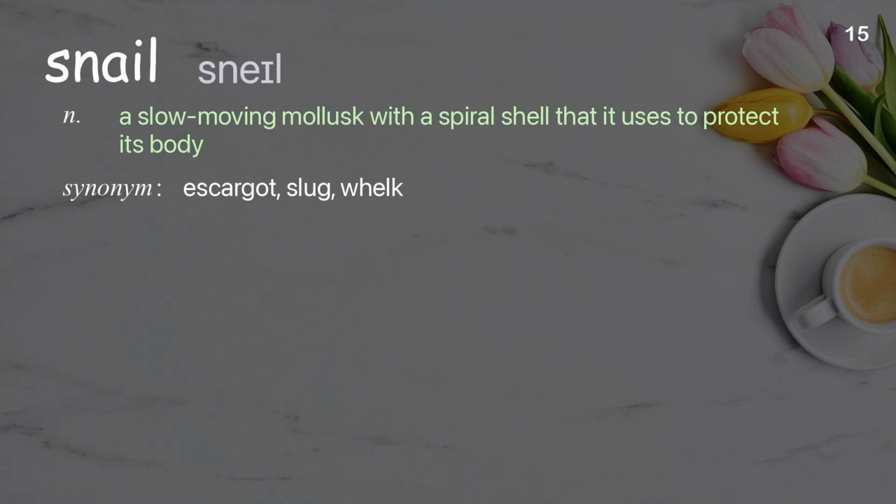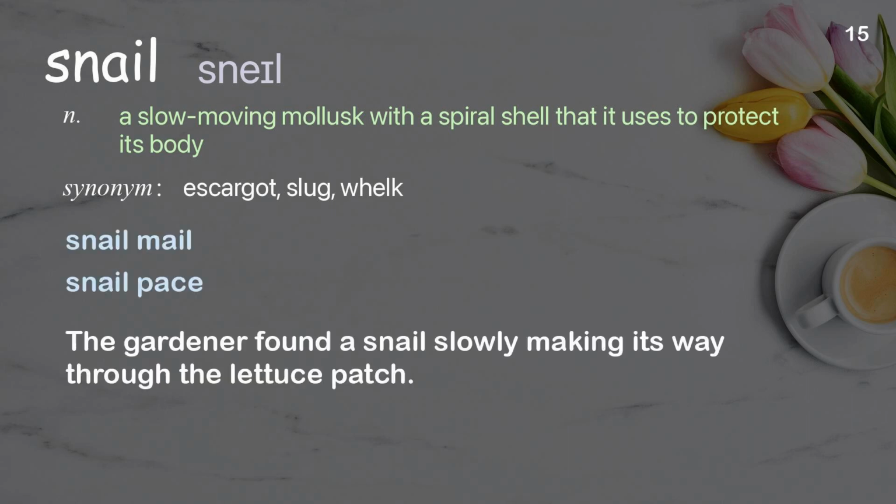Snail. A slow-moving mollusk with a spiral shell that it uses to protect its body. Examples: snail mail, snail pace. The gardener found a snail slowly making its way through the lettuce patch.